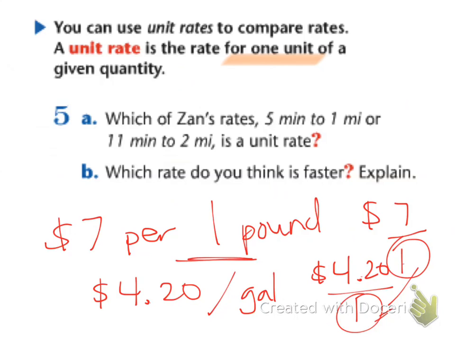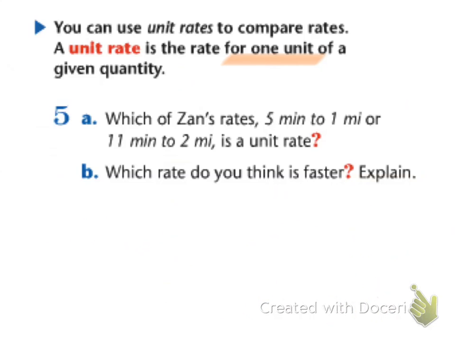Okay. So number 5A. Which of Zan's rates, 5 minutes to 1 mile or 11 minutes to 2 miles, is a unit rate? So in other words, which one is comparing it to 1? So pause the video, write down your answer. Hopefully you said 5 minutes to 1 mile because that's where the 1 is. This is just a rate, not a unit rate.